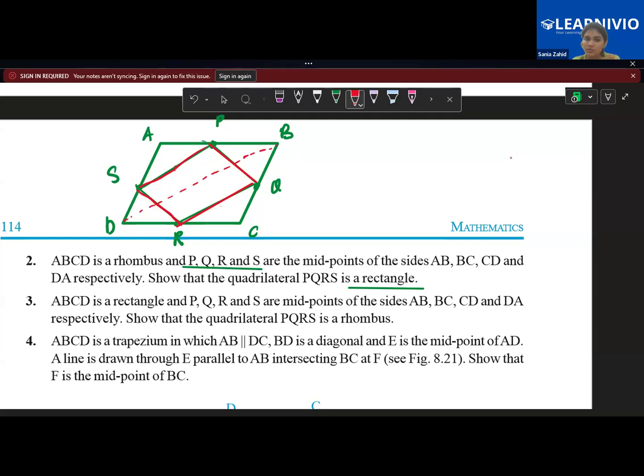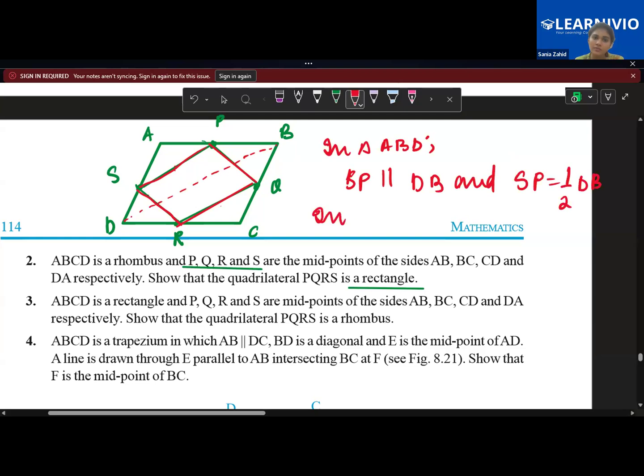Can I do a construction? So first, in triangle ABD, what do we have? SP is parallel to DB and SP is half of DB.